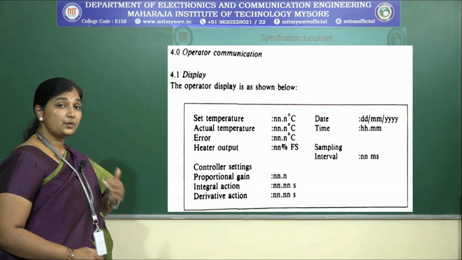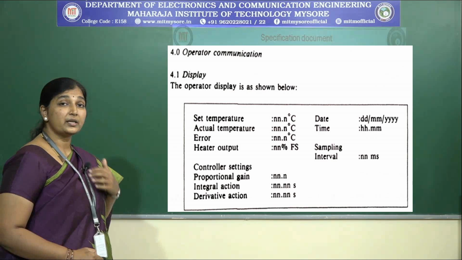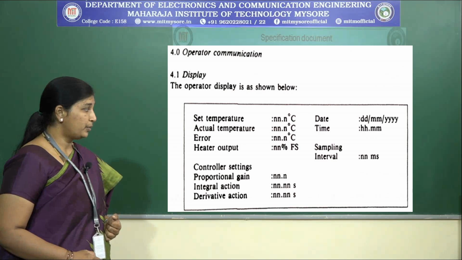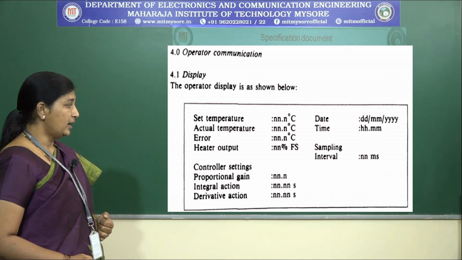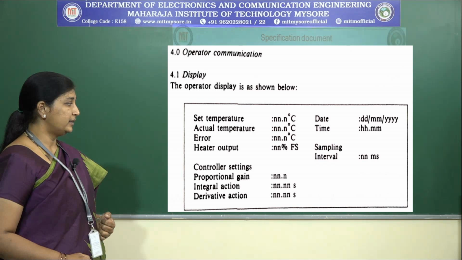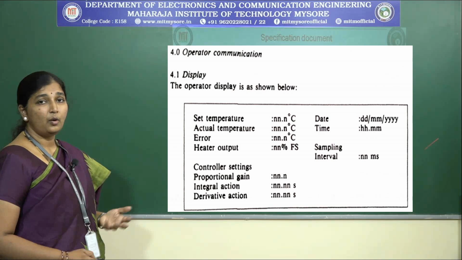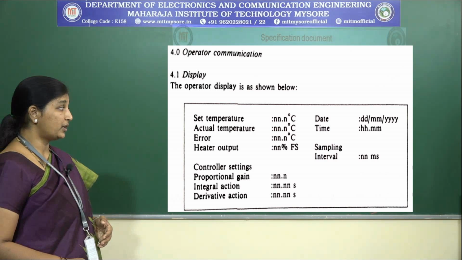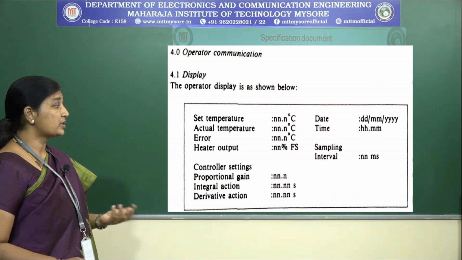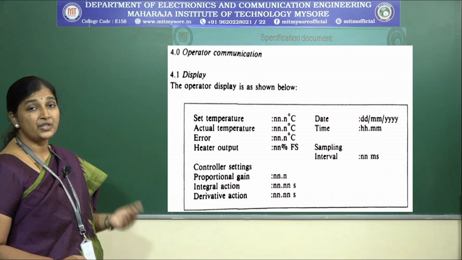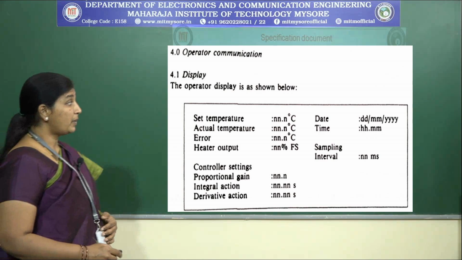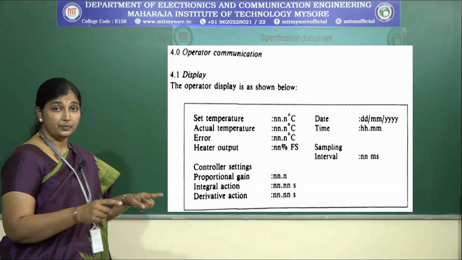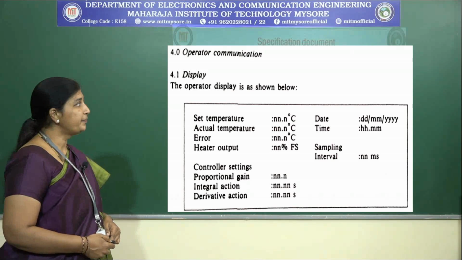Next will be the control setting, whether you want it as manual or automated. So proportional gain, integral action, and derivative action. And obviously the date and time is common in any monitoring system. What is the sampling interval at which you are going to check the monitoring? So this is all about the operator communication. The operator has to be communicated with this particular display unit.